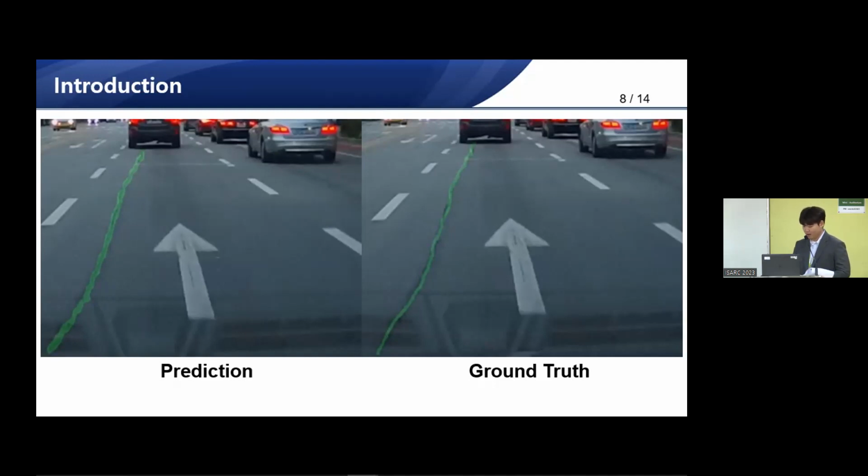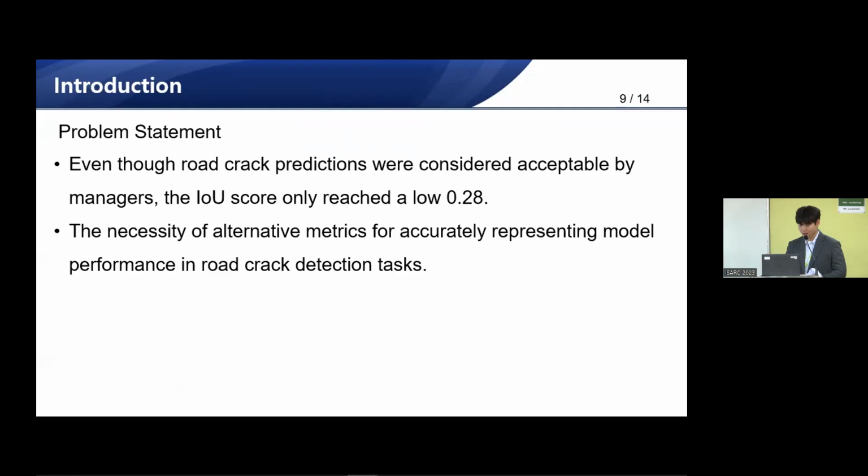You might think that our model is doing a pretty good job, but surprisingly, the actual IOU score of the model is only 0.28, which indicates that there is a big gap between the prediction and ground truth. This made us realize that there is a discrepancy between what we identify with our eyes and what the IOU score implies, thereby questioning the adequacy of the IOU score as the metric for road crack segmentation.